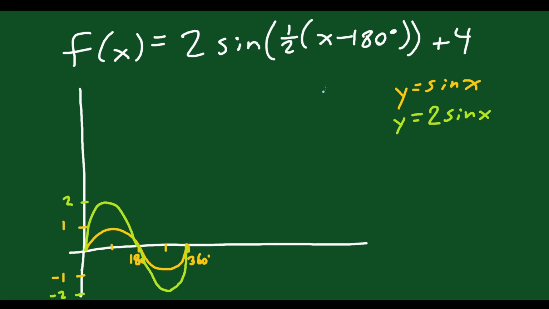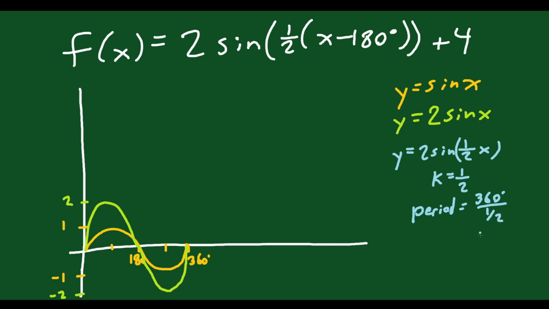Okay, now let's introduce that 1/2, because that's your horizontal stretch or compression, or at least that's what we used to call it, right? So y equals 2 sine 1/2 x, just like that. Now remember, that 1/2 is your k value. And remember what we said, the period is equal to 360 degrees divided by k. In this case, k is 1/2. Well, 360 divided by 1/2 is 720 degrees. So the new period is 720 degrees.